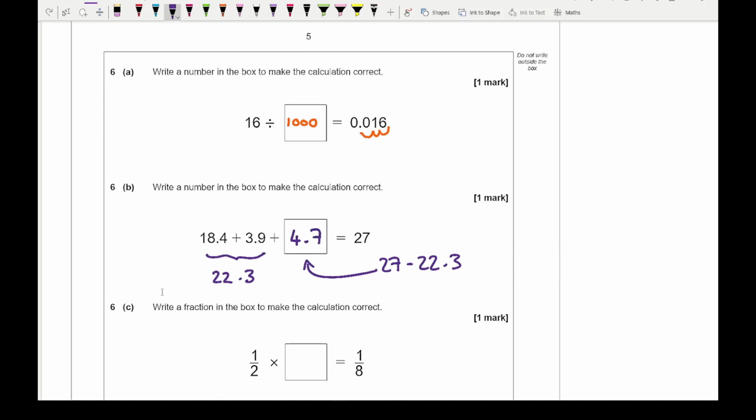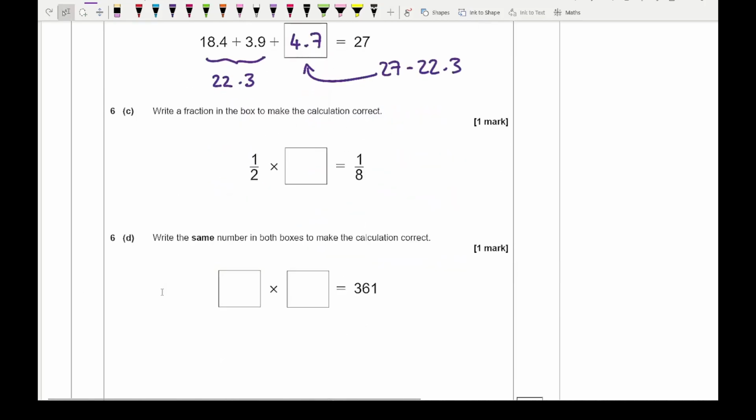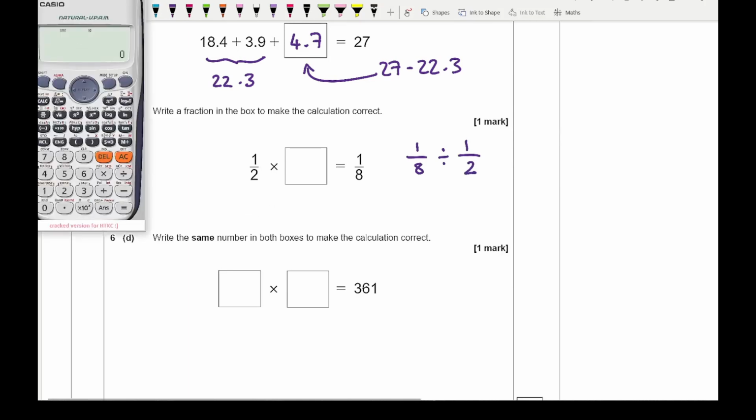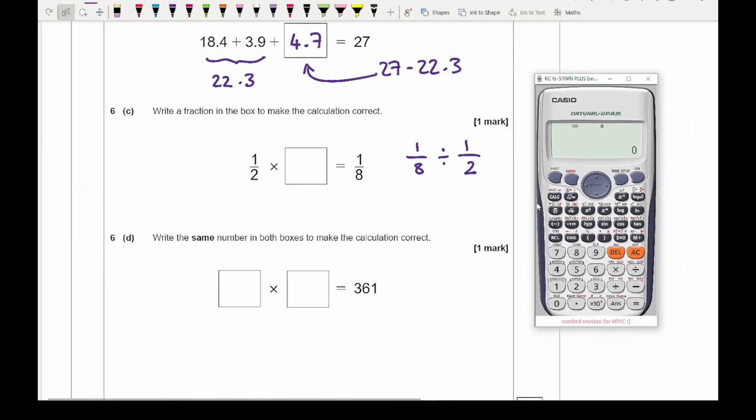Then moving on to question 6c, it says write a fraction in the box to make the calculation correct. So for this particular question we need to do 1/8 divided by a half, and again I'll open up my calculator and I can show you how to do this. Now you need to make sure that whenever you're entering fractions you are using the fraction button on your calculator. So I set up the fraction, which is not working, so let me just get that up, and there we go.